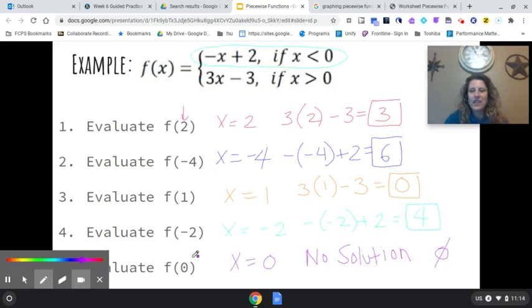Okay, hopefully you've had enough time to take a look at those. Number 4 asked us to evaluate when x is equal to -2. That is in the domain x is less than 0. So I used that first equation and got a y value of 4. On the second one, we have to evaluate when x equals 0. X is not less than 0 and x is not greater than 0. So there is no function that I can plug this 0 into and get a y value out. There would be an open dot at an x value of 0. So we have no solution or the empty set.